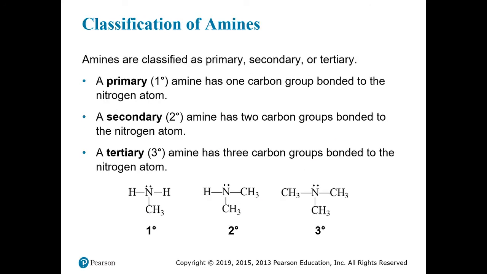We can classify amines as being either primary, secondary, or tertiary, first, second, or third degree, based on how many carbons they're attached to. So a primary amine has just 1 carbon group attached to it and 2 hydrogens. A secondary amine has 2 carbon groups attached to it and 1 hydrogen. A tertiary amine has 3 carbon groups attached to it. So here you can see 1 carbon makes it primary, 2 carbons makes it secondary, and 3 carbons makes it tertiary. We're only going to learn the naming for primary amines in this course.